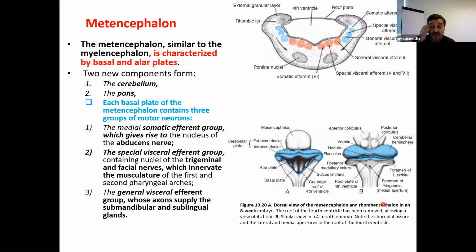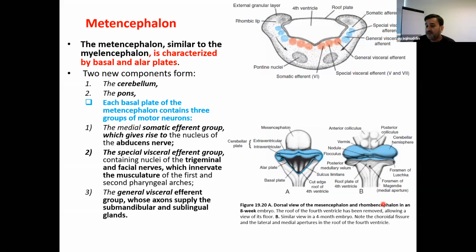So the medial group in the basal plate is always the medial somatic efferent, which is basically the muscles which have originated from somites. And in the case of the pons, you know that there is only one muscle which is supplied, and that is the muscle of the eye, which is the lateral rectus muscle, and it is supplied by the sixth cranial nerve, which is the abducens.